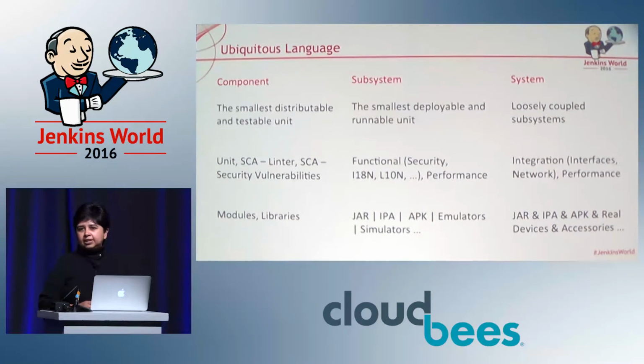Ubiquitous language is something that gets us on the same page. Business and technology can all talk the same language and not have a fight. Components, subsystems, and systems is how I'm trying to model a pipeline. So component is the smallest distributable and testable unit. Subsystem is the smallest deployable and runnable unit. And subsystems are loosely coupled components. And then systems are loosely coupled subsystems. So we'll try to model saying components, subsystems, and systems. That's essentially what all of us are trying to do one way or the other.